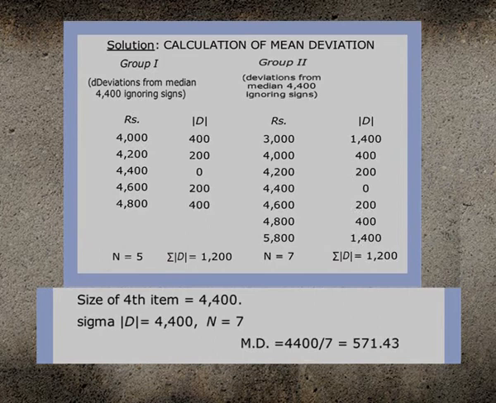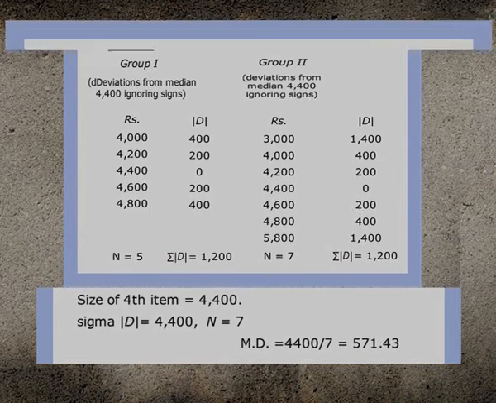Size of the 4th item is 4,400. Now again from the table we have sigma of absolute D is equal to 4,400 and N is equal to 7. So mean deviation is calculated as 4,400 divided by 7, that is equal to 571.43.